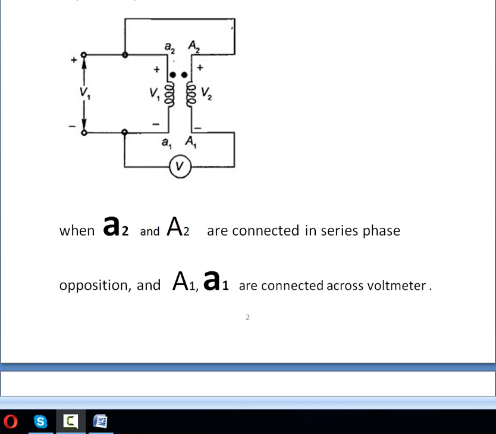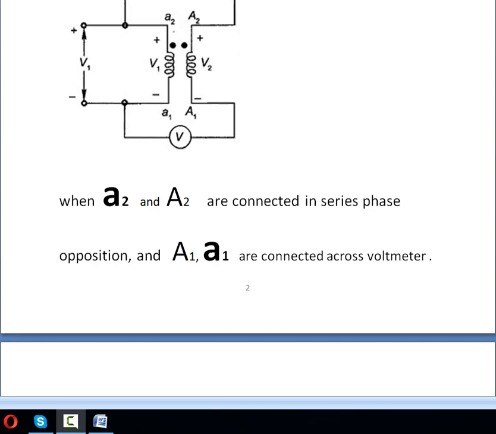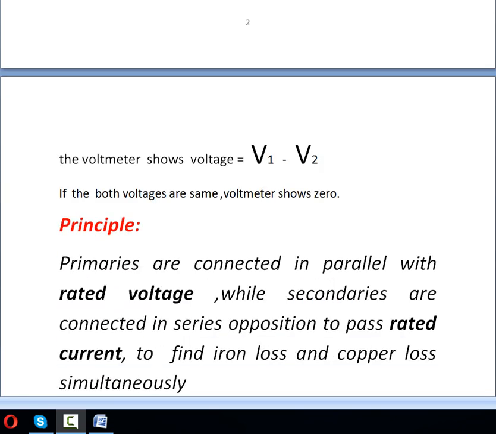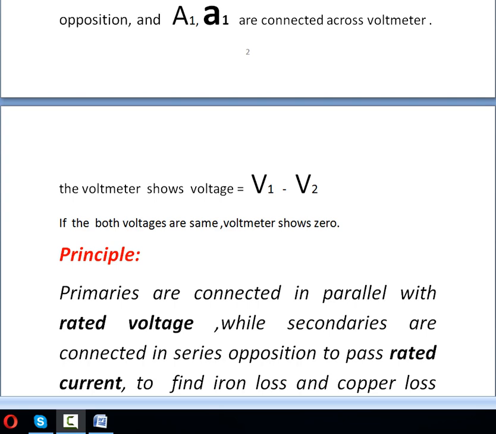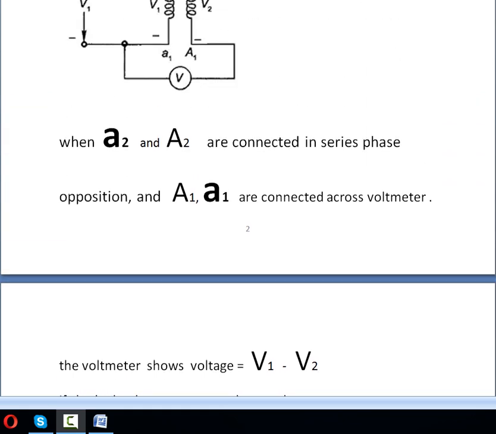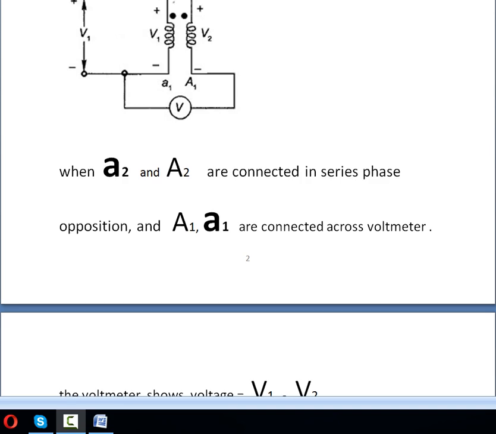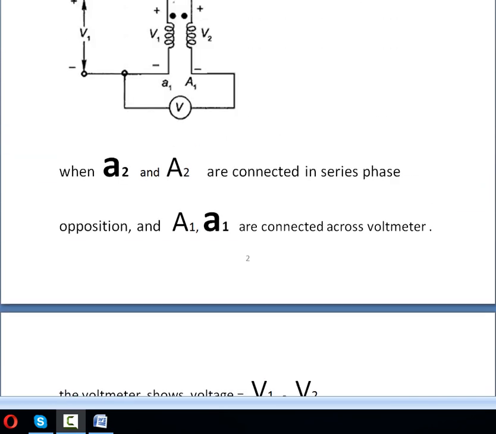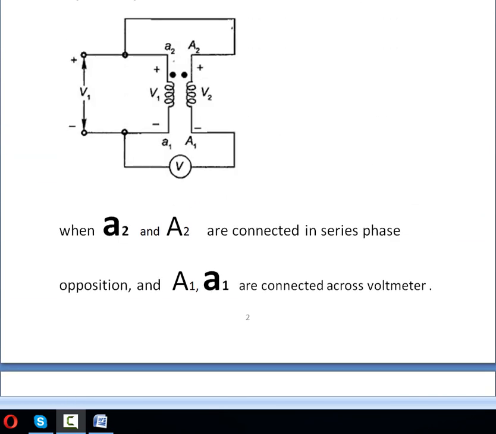In the primary winding, the polarity of the voltage is minus here and plus here, while in the secondary this is plus and this is minus. This A2 and this A2 are connected in series, meaning plus and plus are connected together. So these two voltages are connected in phase opposition, meaning this voltmeter now shows the difference of V1 and V2, that is V1 minus V2. For this transformer, because the number of turns on both sides is the same, the voltmeter shows 0. Then we say these windings are connected in series opposition, which is the desired nature here.